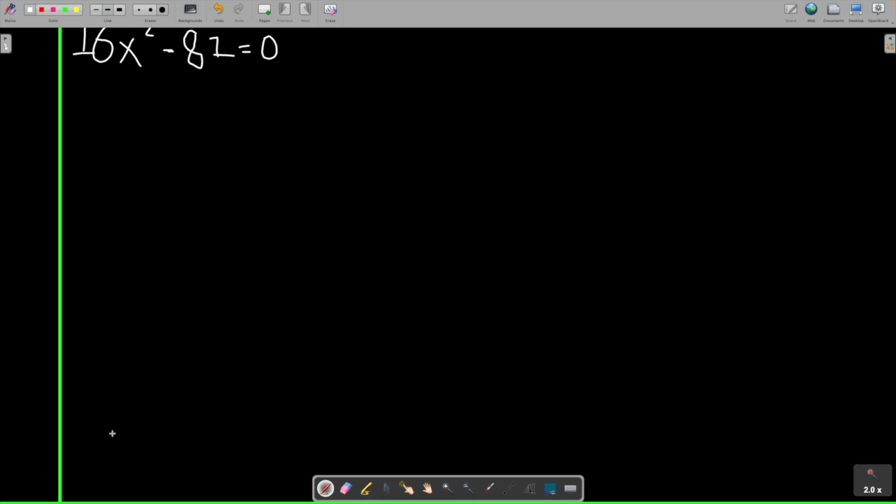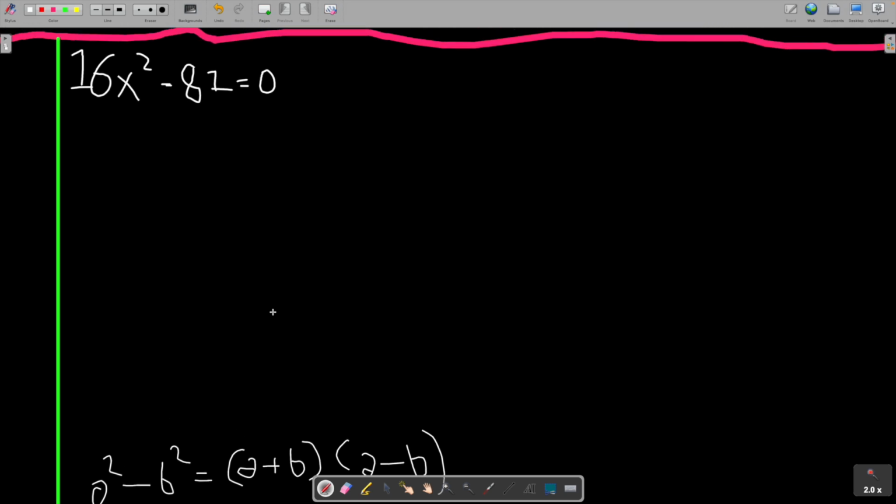Here it is. I'm going to write it right here. We're going to have a squared minus b squared. So these are the squares. And they equal a plus b times a minus b. So that's the formula. So let's see what a and b equal.